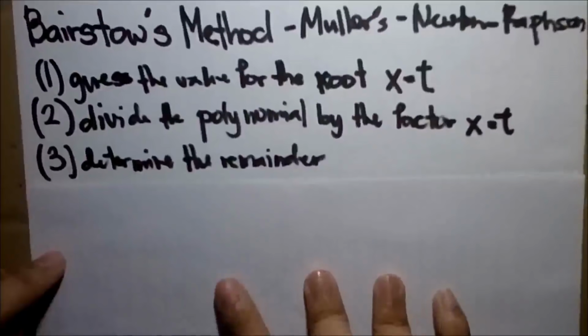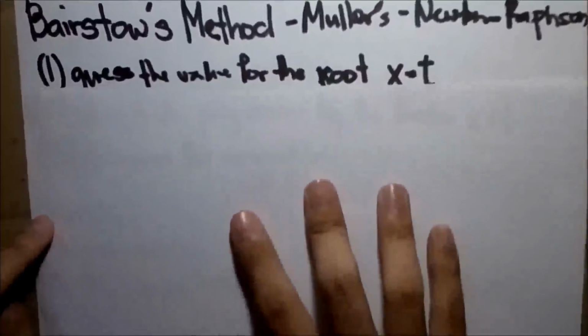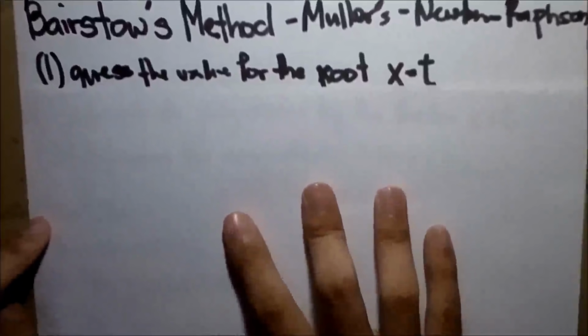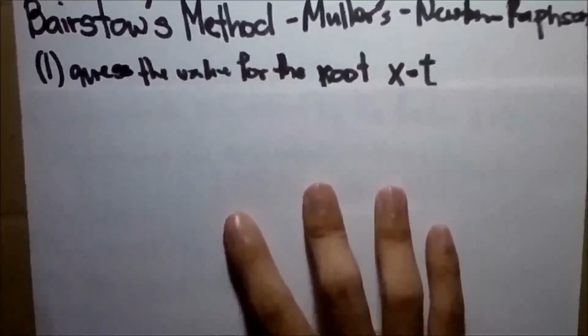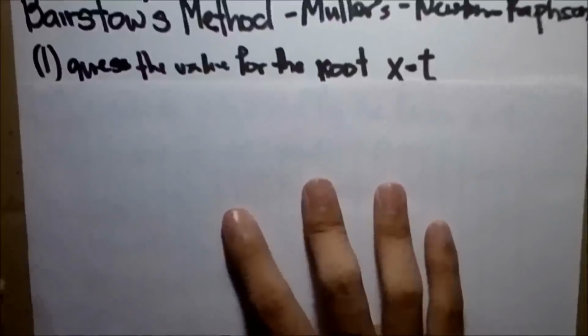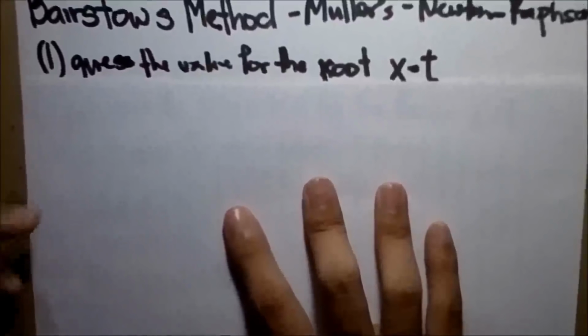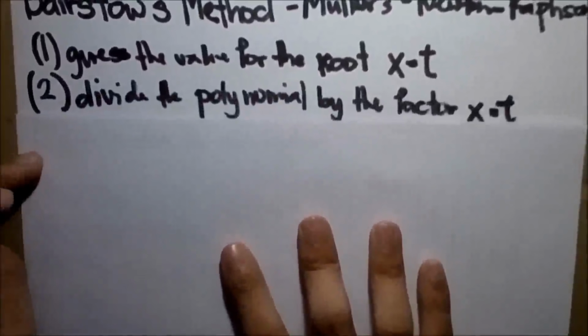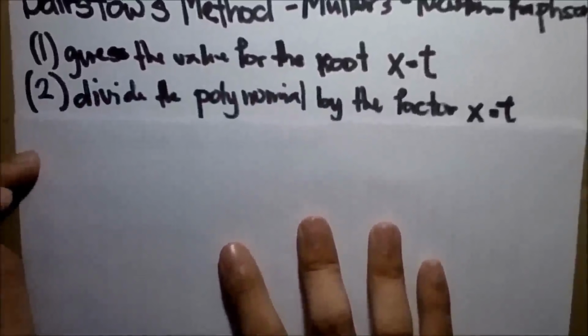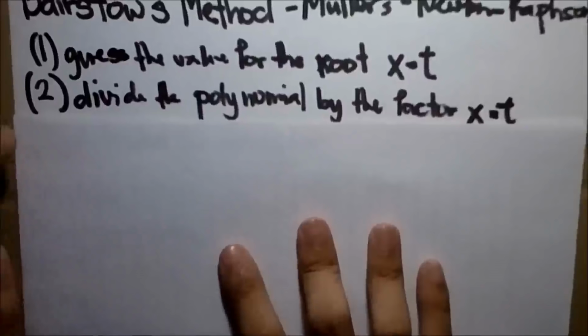First, guess the value for the root x sub i. We must assume first an equation in order to find a way to guess the real root. Next, divide the polynomial by the factor of the initial guess.